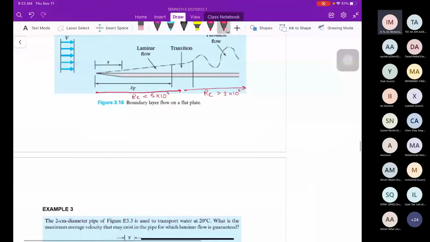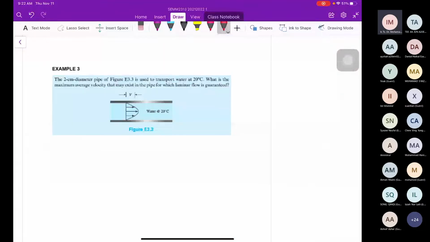So let's take a look at example 3. The 2 meter diameter pipe, as shown here, is used to transport water at 20 degrees Celsius. What is the maximum average velocity that may exist in the pipe for which laminar flow is guaranteed? Before we start, this is the case of a pipe. What do you think the critical Reynolds number for the pipe is? Do you still remember?